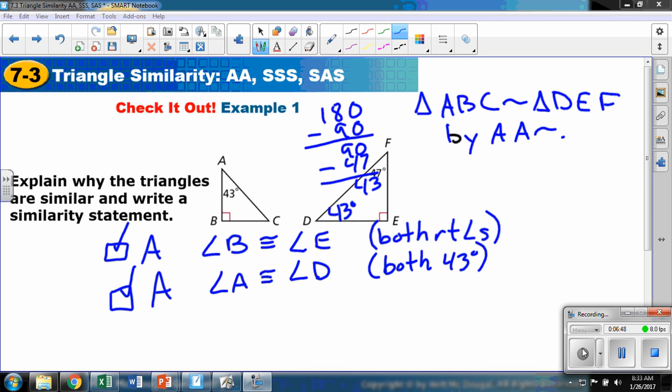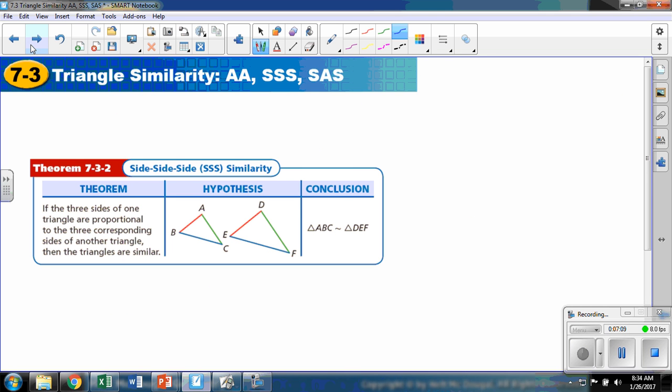Now, this angle-angle similarity, if you can get it to work, is usually the easiest one to use. So, of course, this should be your first strategy. If you're trying to explain or show why triangles are similar, finding two pairs of matching angles is the way to go. It's not always going to work. What if you can't get two pairs of angles? What if you can only get one pair of angles? What if you can't get any pair of angles? There are still two other tools.